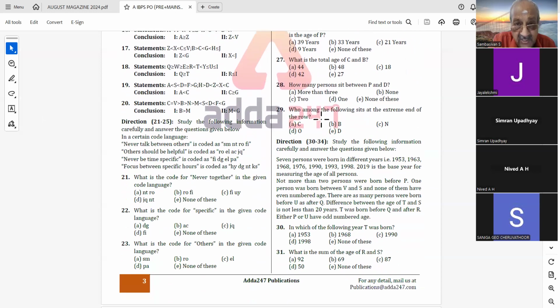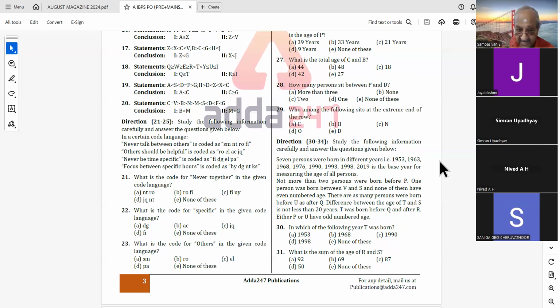Now, this question, what is the answer, please? Sir, 21 is B. The answer is B, correct? Please check whether it is correct or wrong. No, sir, option C is correct. F-I-U-1. Correct. Yes, option C is correct for 21.